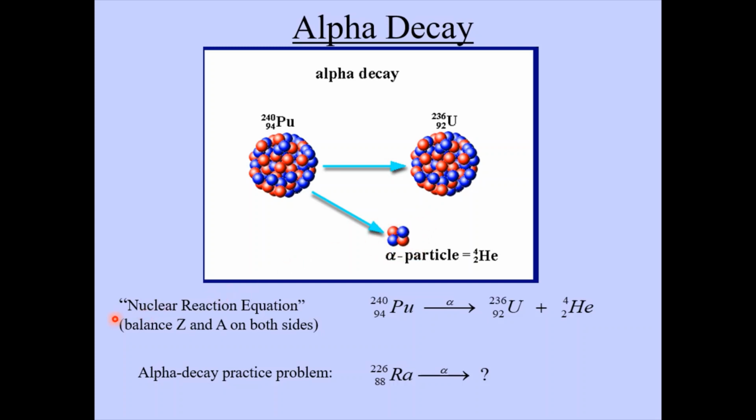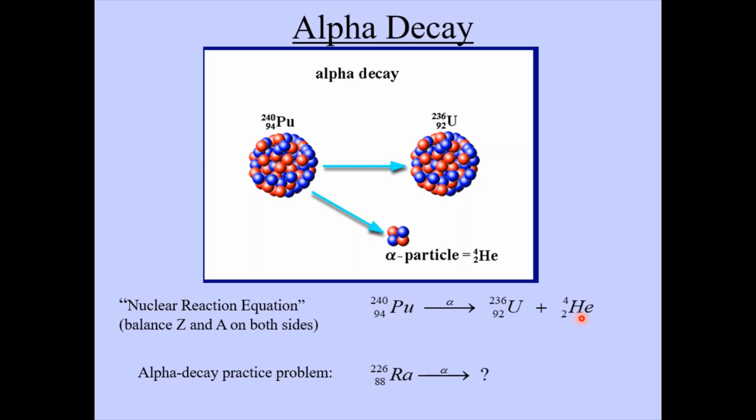So the nuclear reaction equation can be written as follows. This is a picture showing what's going on, but here's the way we can write this as a reaction equation. On the left side is what we start with. We have plutonium-240, and it undergoes an alpha decay. This arrow with a little alpha up there indicates we're undergoing a decay. And what we're left with are these 2 isotopes here: uranium-236 and helium. This is our alpha particle, of course.